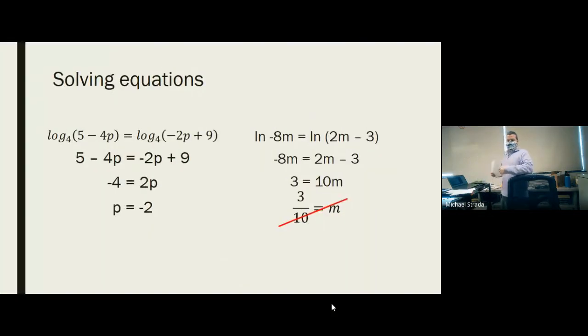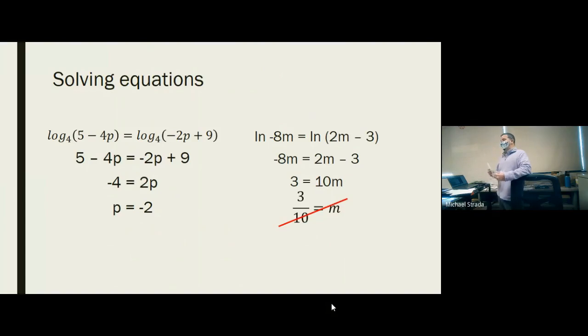There's the next two. The problem is with the natural log of negative 8m equals the natural log of 2m minus 3. It is one to one, so it's pretty straightforward to solve, but if you plug back in 3/10, the negative 8m becomes negative 2.4. We can't do the natural log of a negative number, therefore that would be extraneous.